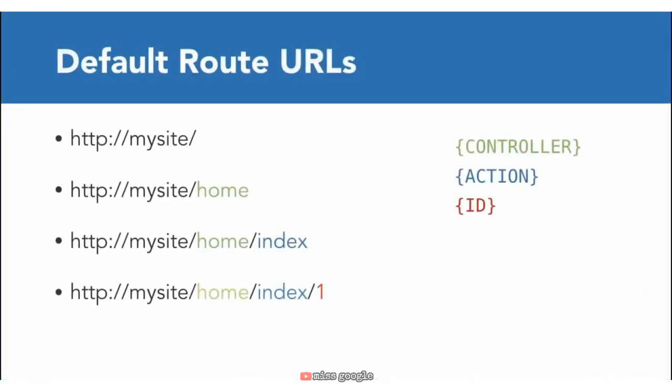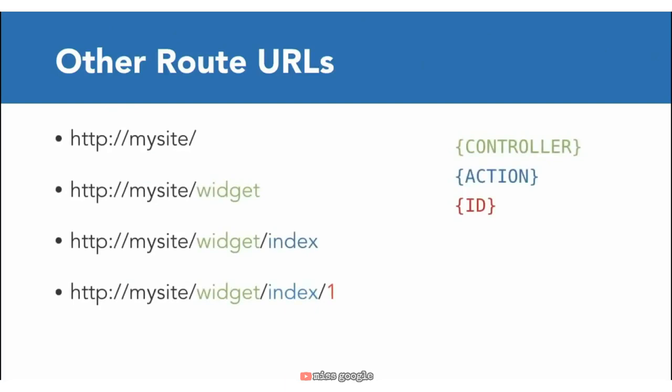With only this routing rule, all of the following URLs would match the index action method on a controller named HomeController. Or we could omit the index, since that is the default for the action. We can also omit the home and just go to the / directory on the base of the site, and that'll also match the home controller.